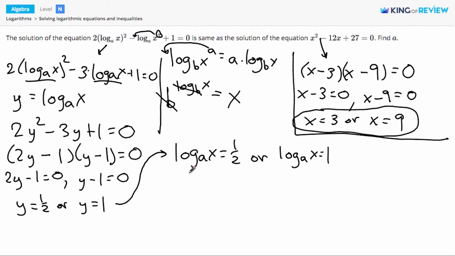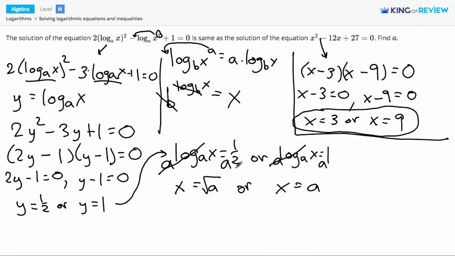So let's see what happens here. If I take a, the base of my log, and raise it to the power of both sides of both equations, here's what we have. A to the power log base a cancels out, we just have x. A to the 1/2 can also be written as the square root of a. On the other equation, I again have a to the log base a, those cancel, and I just have x. A to the first power is a.